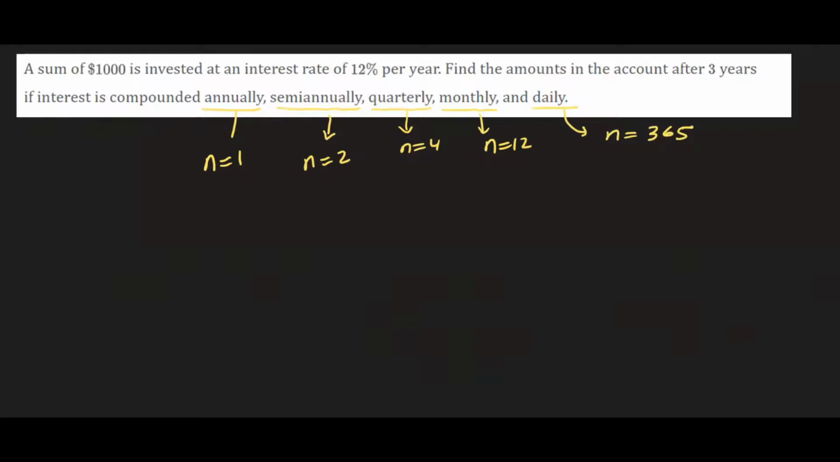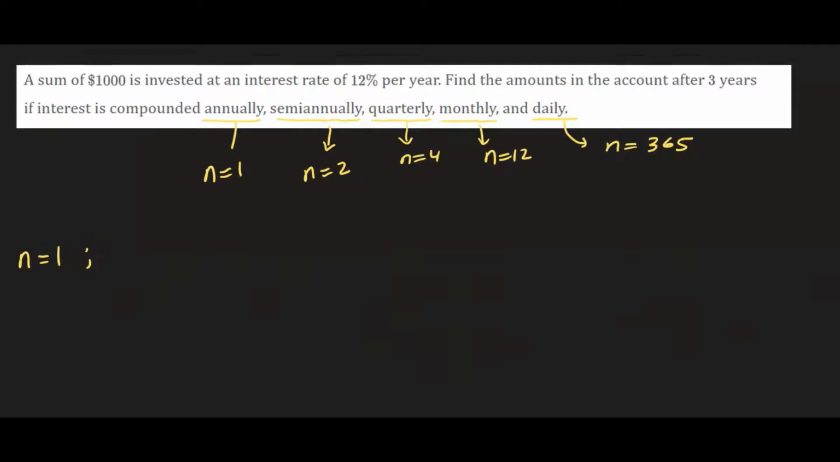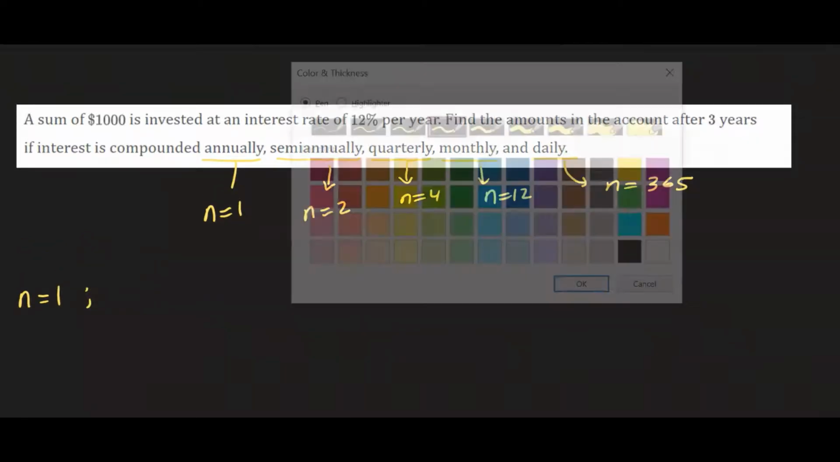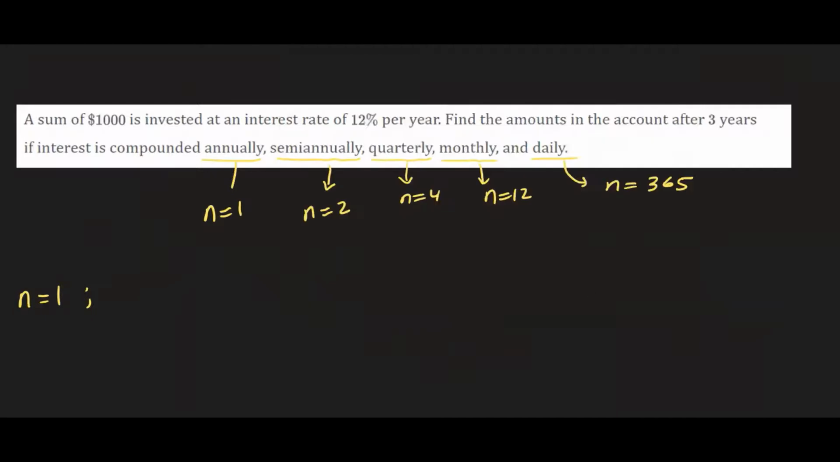Knowing these n values, let's set up the first one for n equals 1. How much will be the amount after 3 years? Let's also label what we're given. We're given the following in the problem. We're investing $1,000, so that's our P, at an interest rate of 12%, so that's our r, and we need to find the amount, meaning A, after 3 years, so A of 3. That's what we're looking for because t is equal to 3.